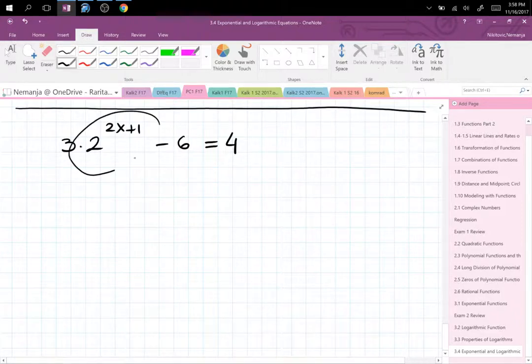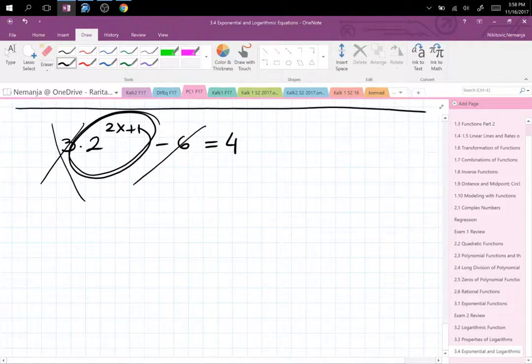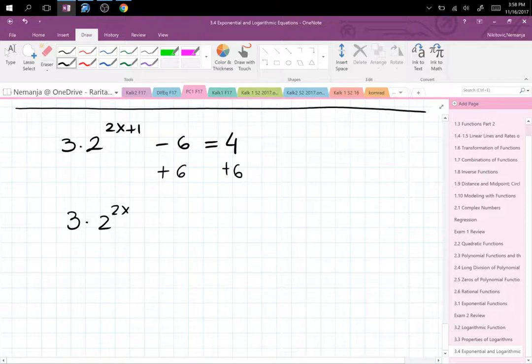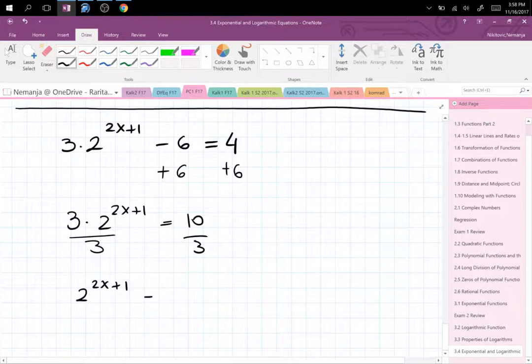I have to fish out this, right? Which means I have to remove 3 and 6. Which one do I remove first? 6. So we go plus 6 on both sides first, which gives me 3 times 2 to the 2x plus 1 is equal to 10. Divide both sides by 3 to get the exponential part alone. So 2 to the 2x plus 1 is equal to 10/3.